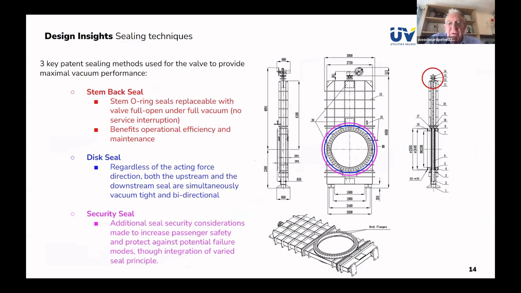We've got other areas of sealing. The stem back seal, the stem O-rings, as we've said, are replaceable with the valve fully open under full vacuum, no service interruption. When we consider that this is the only seal which is a movable or rotating seal, with the disc rotating, going from the inside to the outside atmosphere, it's commonly accepted this is the most difficult seal to achieve, particularly for vacuum.